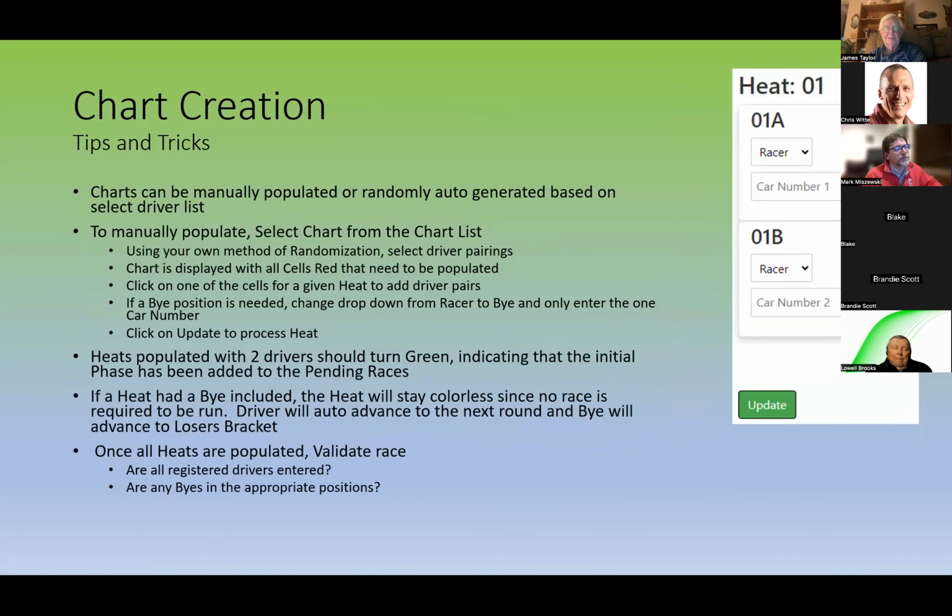Tips and tricks: charts can be done manually populated, or randomly. I highly recommend random. To manually populate, you select the chart, you click on each of the red cells, the red heats, and you can fill in the numbers. You've got to make sure you put them in the right cell. If you're dealing with the ones where you're adding in a bye run, make sure those are put in the right cells.